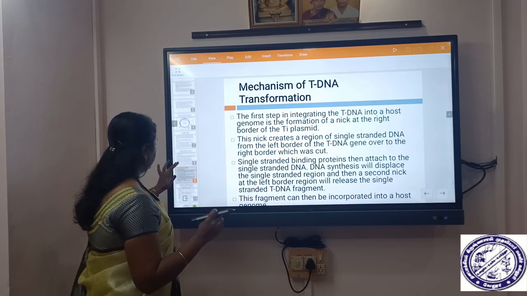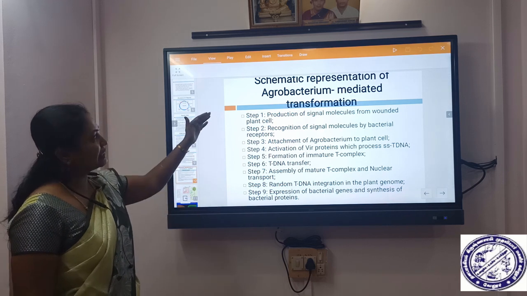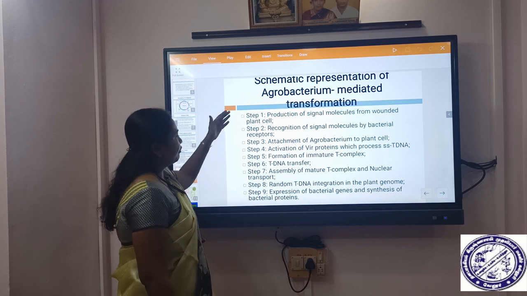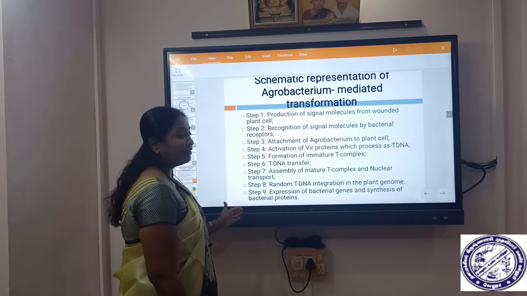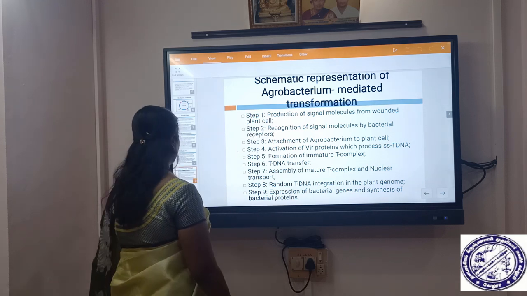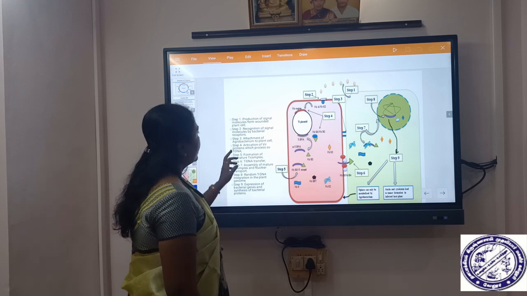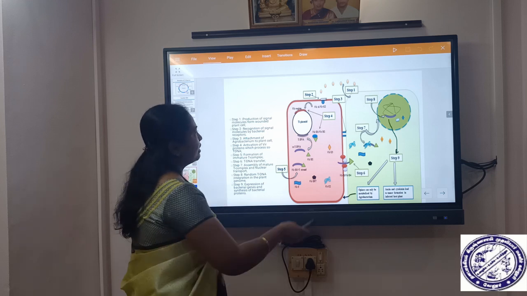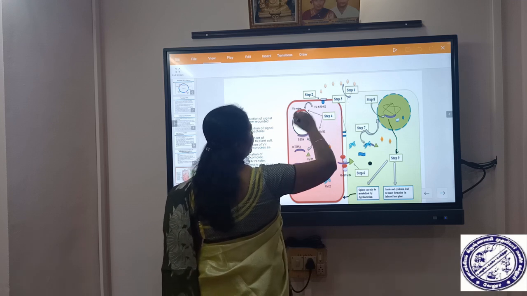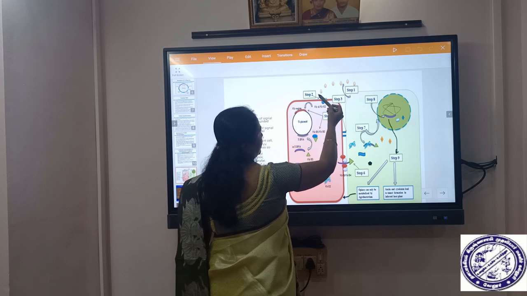Here I have given the stepwise schematic representation of the agrobacterium mediated transformation. If you see this, you have 9 steps. The first step is the production of signal molecules. I'll just show you with the diagrammatic representation. Here we have 9 steps, and the first step is the production of signal molecules from the wounded plant cell, right? So here you can see this is the first step.